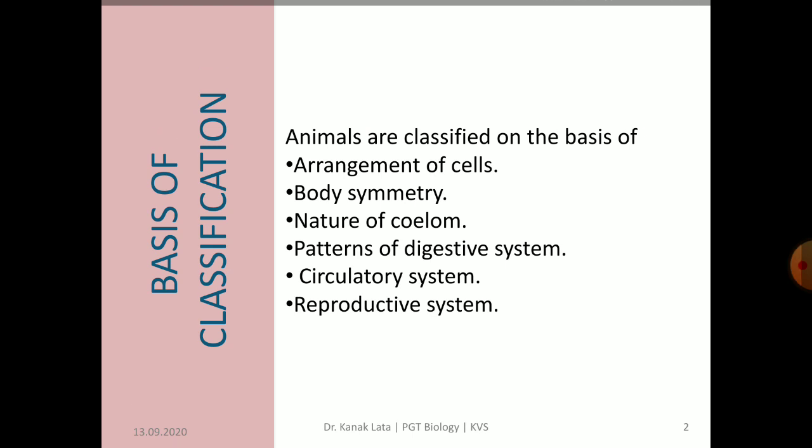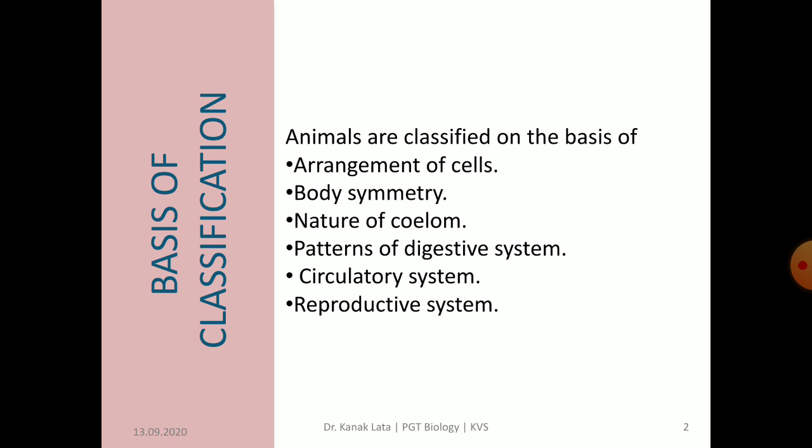First of all, we will study what are the different bases on which the animal kingdom is classified. Animals are classified on the basis of arrangement of cells. Animals are multicellular, heterotrophic organisms. In a few organisms, the cells are loosely arranged, whereas in others they are organized into functional units of progressively increasing complexity. Another basis is body symmetry.